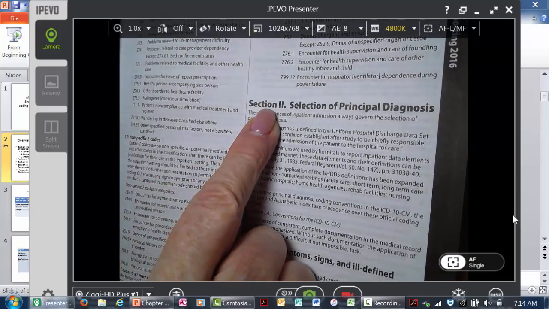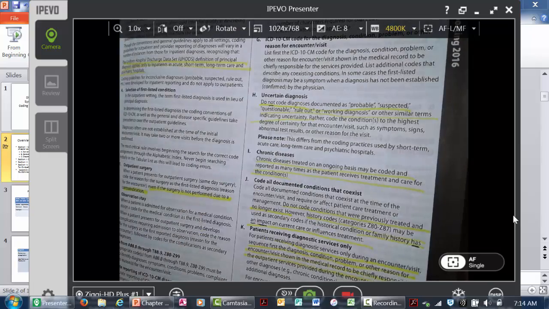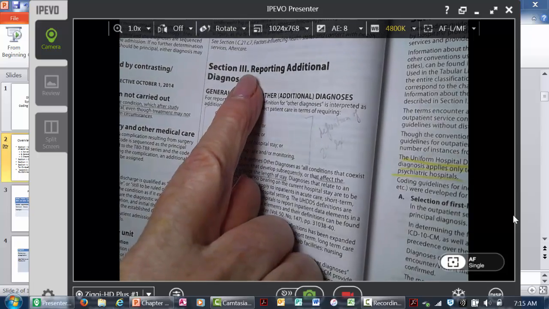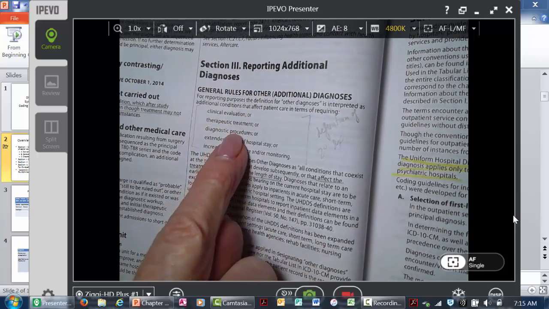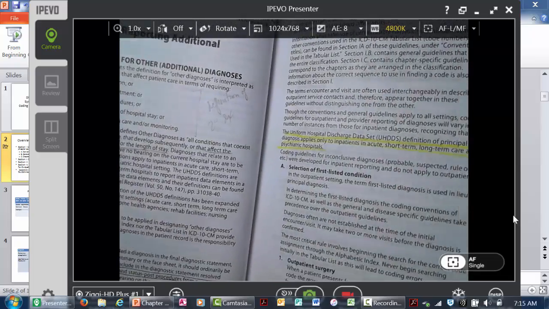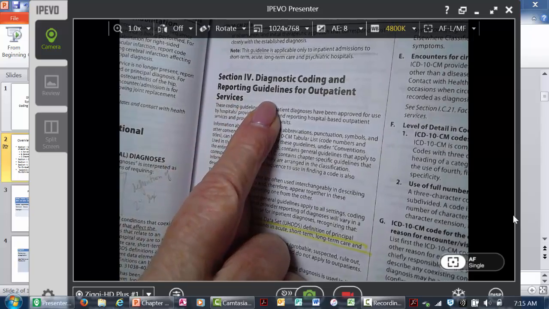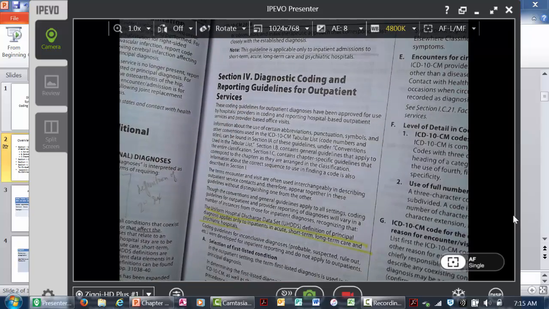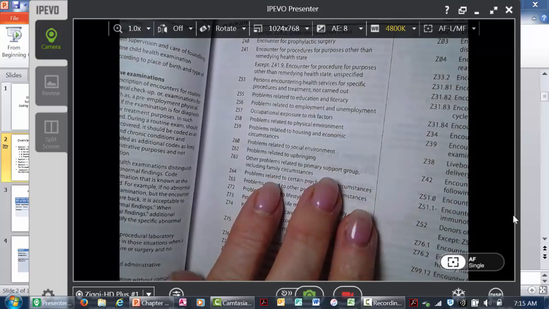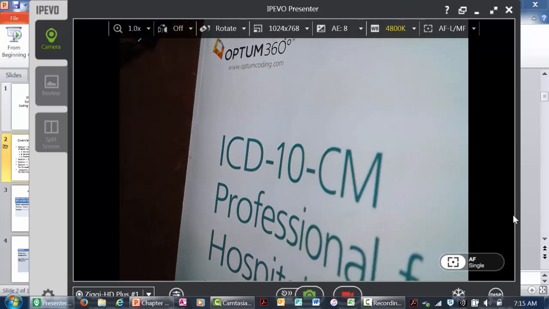Next is Section 2, where we're selecting the principal diagnosis. Section 3, reporting additional diagnoses, these set of criteria here. And Section 4 for outpatient services. So if you haven't already done so, you really have to become very familiar with the coding guidelines so that you can code appropriately.